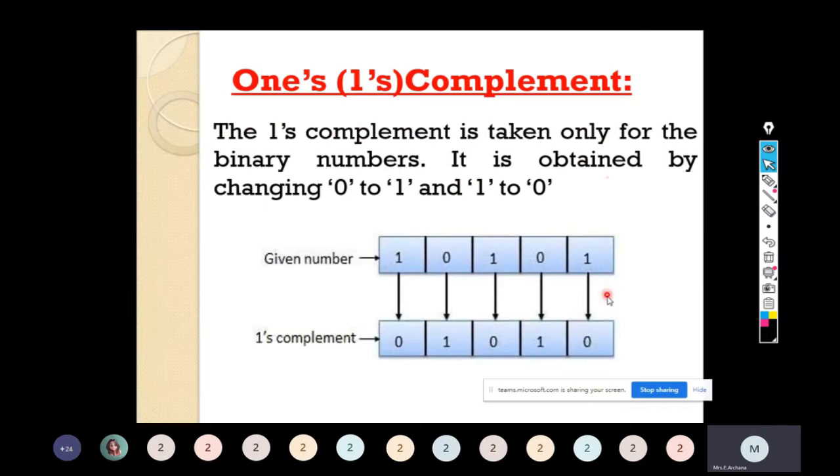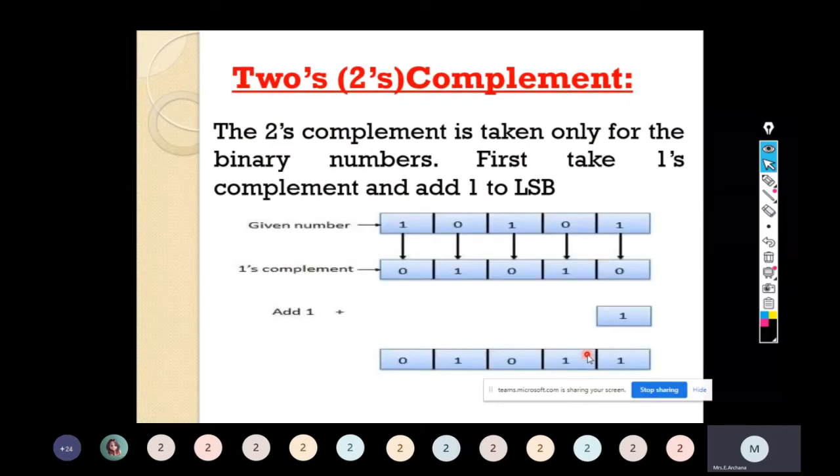If it is 1, it is converted to 0. If it is 0, it is converted to 1. 1 is converted to 0, 0 to 1, 1 to 0. So for the given number 10101, the ones complement result is 01010. It is taken only for binary numbers. If the given digit is 0, it is converted to 1. If it is 1, it is converted to 0. It is called ones complement.